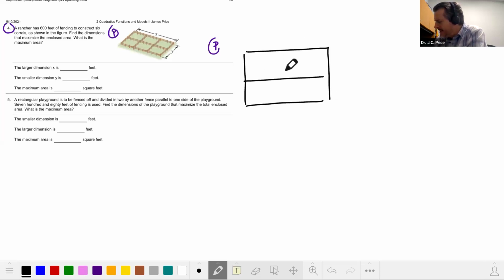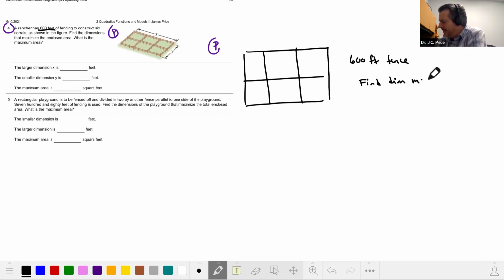It's divided into 6 pieces. So there's our 6 pieces. And it says you have 600 feet of fence to construct 6 corrals. So I have 600 feet of fence. And we want to find the dimensions that maximize the area enclosed. What is the max area? So we want to find first the dimensions that give us the max area.